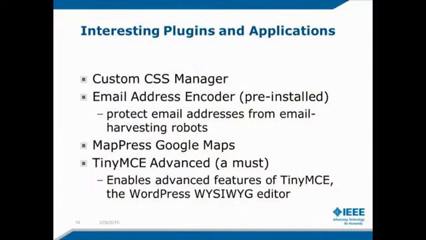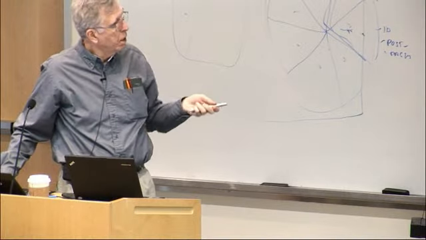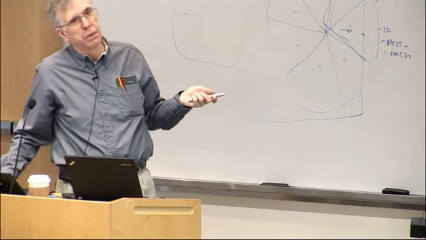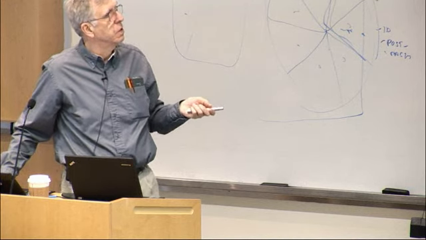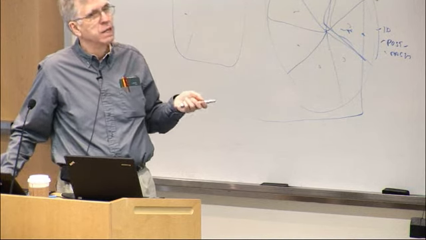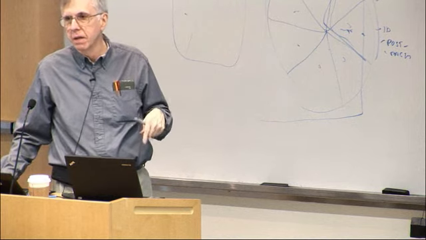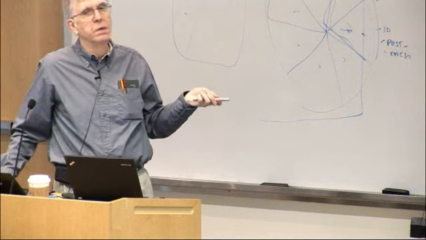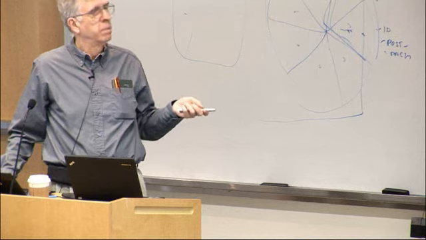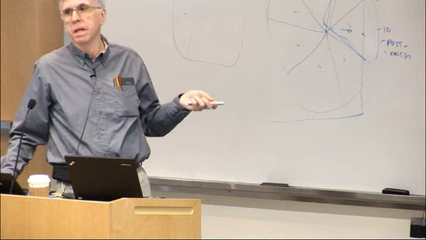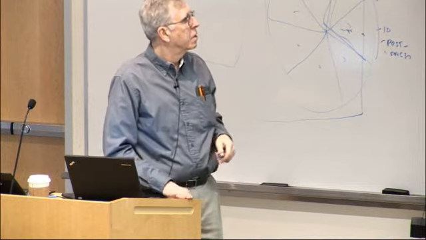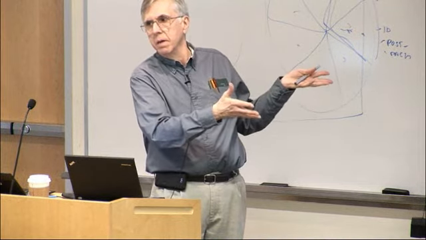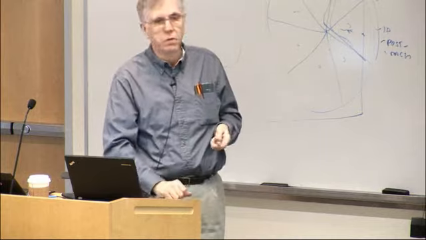I talked about the custom CSS manager. I talked about the email address encoder plugin. We have this thing called MapPress, which lets you do Google Maps. This is the advanced editor. So this adds a lot of features to the built-in editor. Except with version 4, I think the guy's trying to make it compatible, but they changed some of the structures around. And so at some point in time, there'll be a plugin that comes back that'll do that.